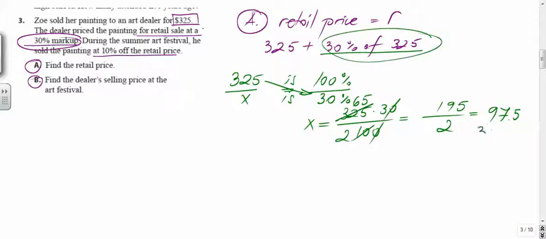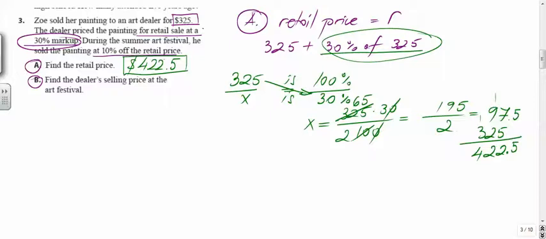You will add this to 325, and what do you get? You get 5, bring down the decimal point. 5 plus 7, 12. 1 plus 9 is 10, plus 2, 12. 3 plus 1 is 4. And the answer to part A will be $422.5. Okay?